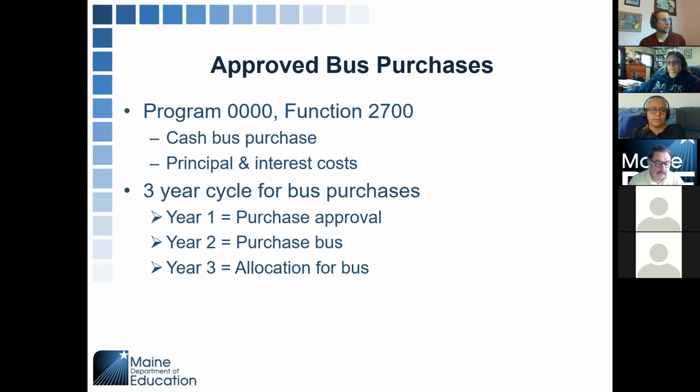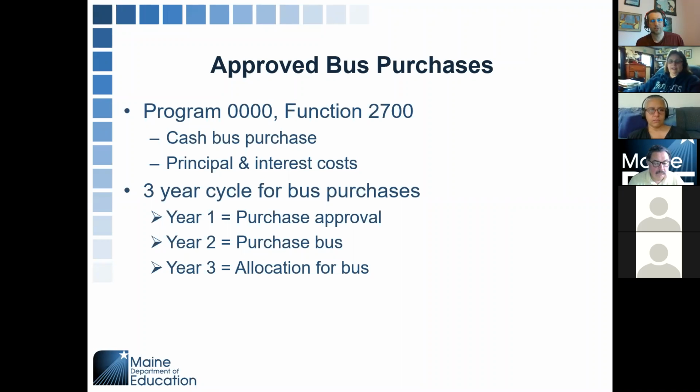There is a 3-year cycle for bus purchases that I think most people are pretty accustomed to. In the first year, you get that purchase approval so that you can buy that bus in the second year, and then you'll get an allocation for it in the third year. So just always keep that in mind. I don't know her particular timelines, so if we're talking about fiscal year 21, when is she looking at those approvals for 21? I'm not exactly sure, so I couldn't really advise on that.